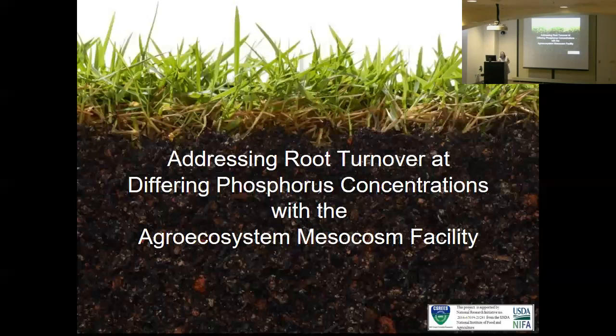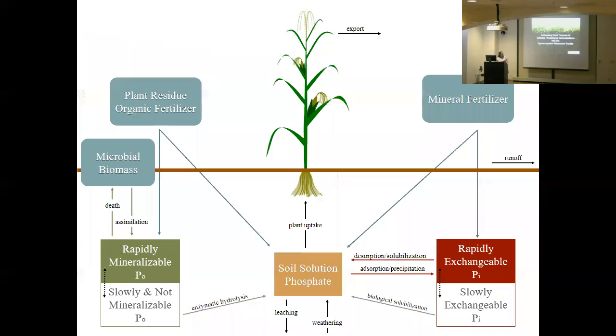All right, I'm going to be talking today a little bit about our agro-ecosystem mesocosm facility that we constructed in 2017, 2018 to begin addressing nutrient cycling in agricultural ecosystems. And we are specifically focusing on phosphorus. It is a macronutrient necessary for plant growth, second only to nitrogen in terms of plant need, but it often has to be managed like a micronutrient because of its availability in the soil.